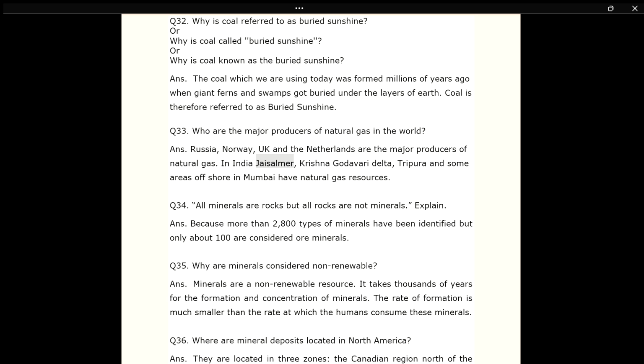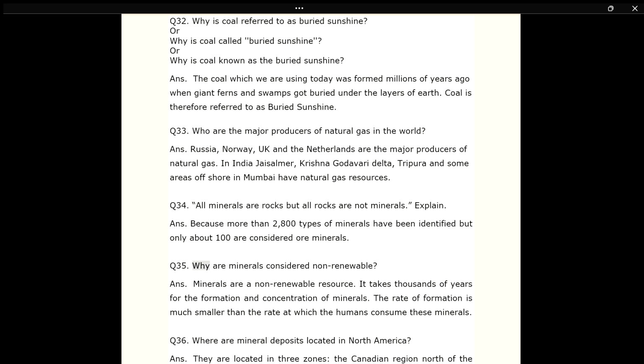In India, Jaisalmer, Krishna Godavari Delta, Tripura and some areas offshore in Mumbai have natural gas resources. Q34. All minerals are rocks but all rocks are not minerals. Explain. Ans. Because more than 2,800 types of minerals have been identified but only about 100 are considered ore minerals.